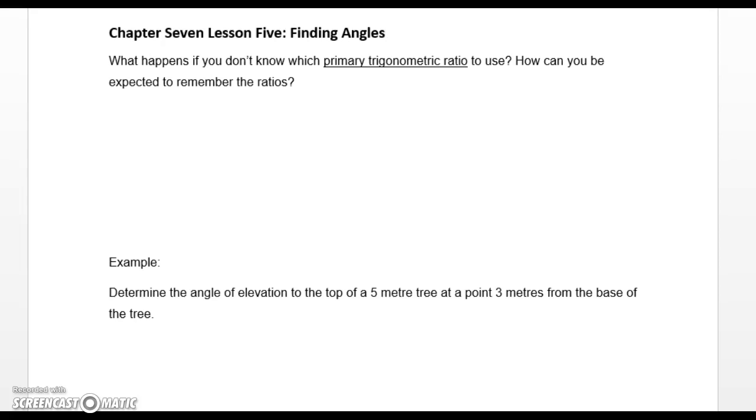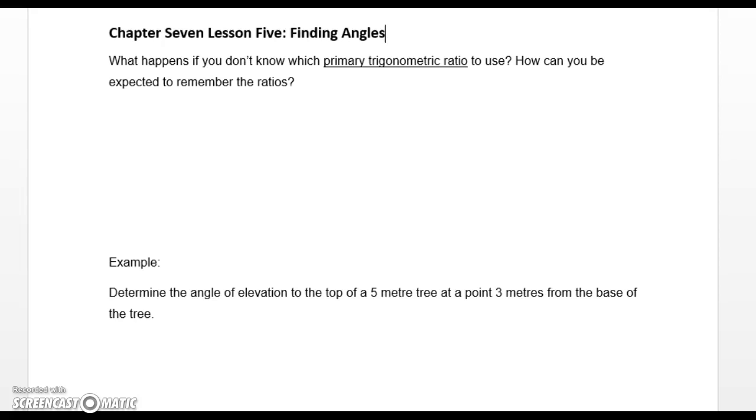In this video, we're going to look at Lesson 5 from Chapter 7, which is looking at finding angles. So what happens if we don't know which primary trigonometric ratio we should use? And how on earth could we be expected to remember all of those ratios?